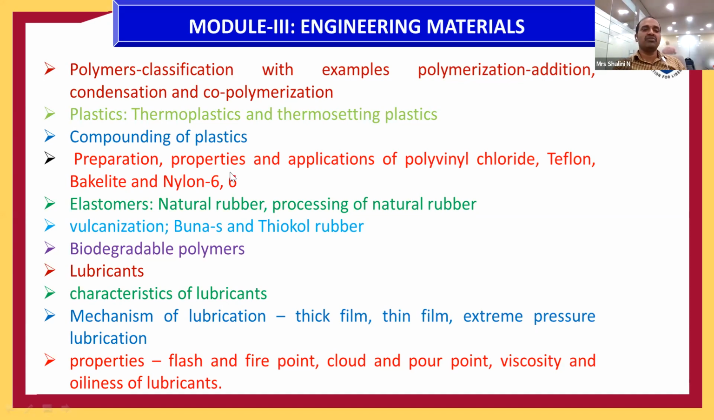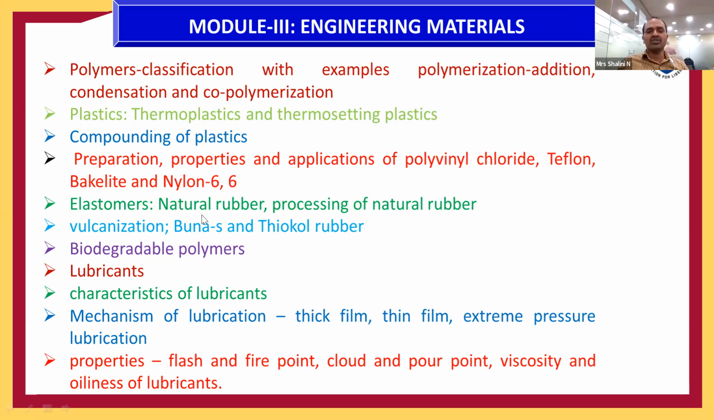Next topic, very important one, that is preparation, properties and applications of PVC, Teflon, Bakelite and nylon 66. These are very important for you. Any one question. So in this preparation, properties, applications, sure 100% they'll ask question from this one. From these 4, they'll ask any two: PVC, Teflon, Bakelite, and nylon 66 for a 7 marks question.